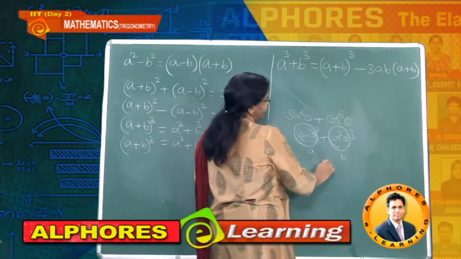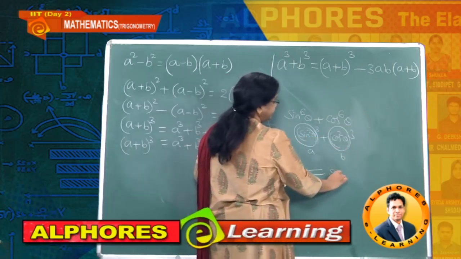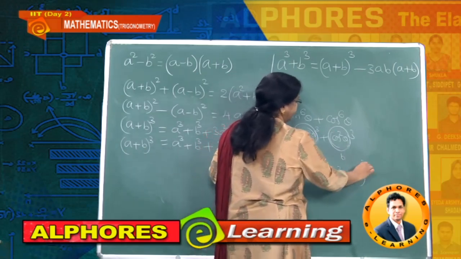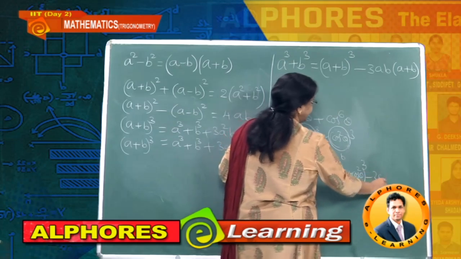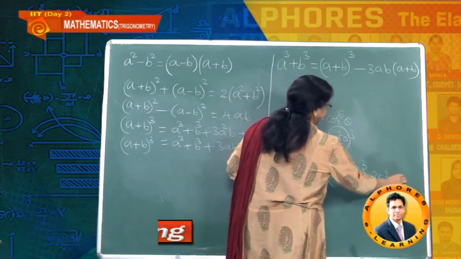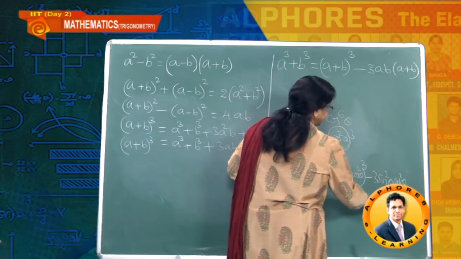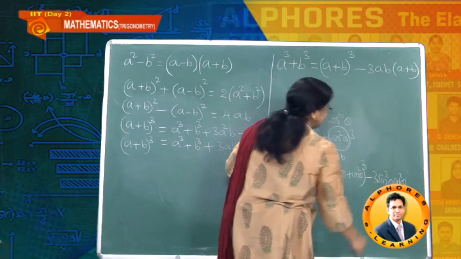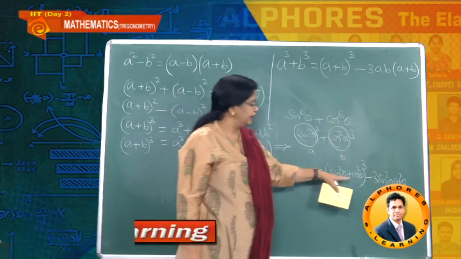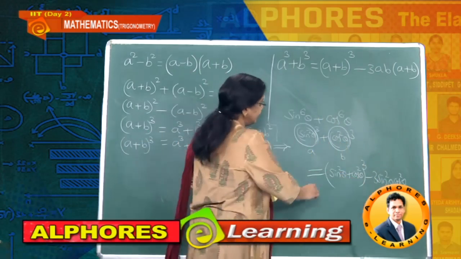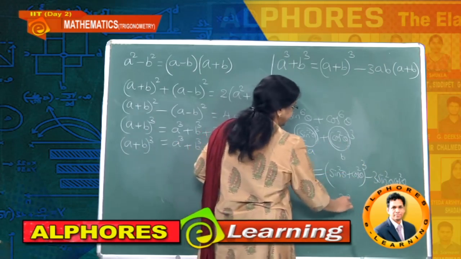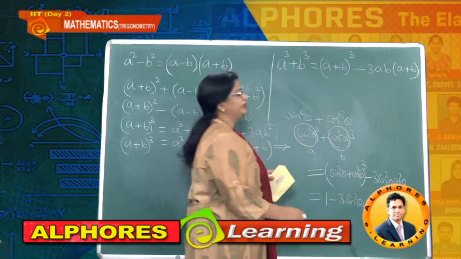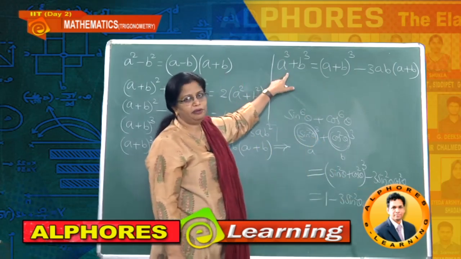So what is this value? It is (sin square theta plus cos square theta) whole cube, and next it is minus 3 sin square theta cos square theta into (sin square theta plus cos square theta). So what is happening? This is 1 and this one also 1. So you get 1 minus 3 sin square theta cos square theta. This is the advantage of making use of this formula.